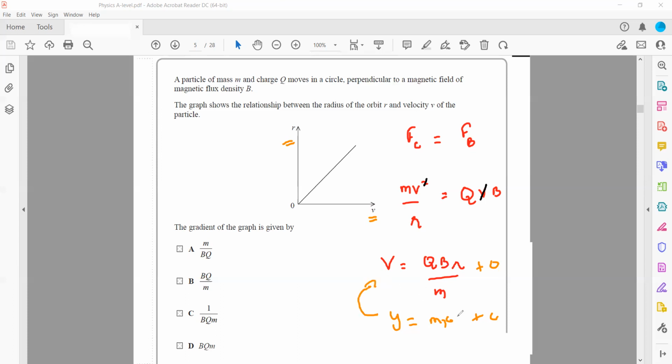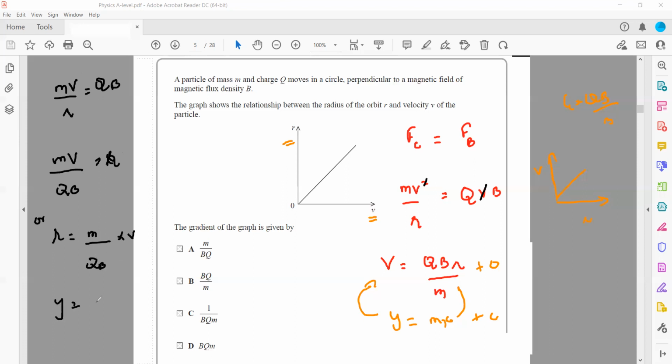This will be the case when on the y-axis we have velocity and on the x-axis we have r, there will be a straight line and our gradient will be equal to qB divided by m. But because in the question r is on the y-axis, we have to rearrange this equation. The original equation was mv divided by r equals qB. So when we simplify, r should be separated from the others, so mv divided by qB is equal to r. Or I can also say r is equal to m divided by qB into v.